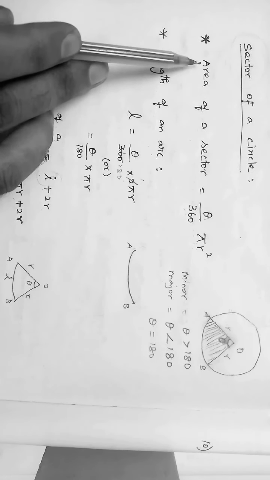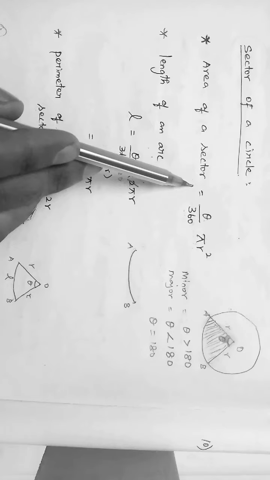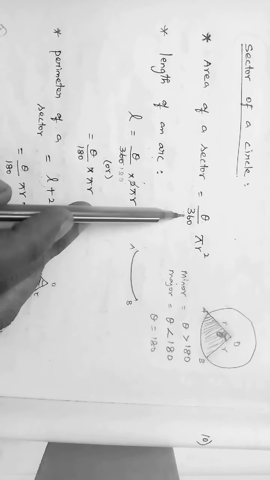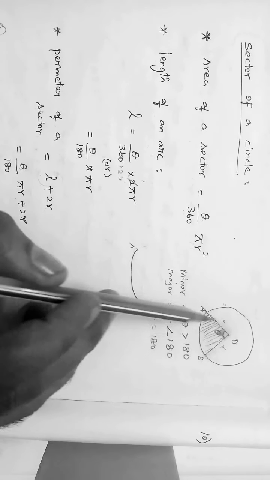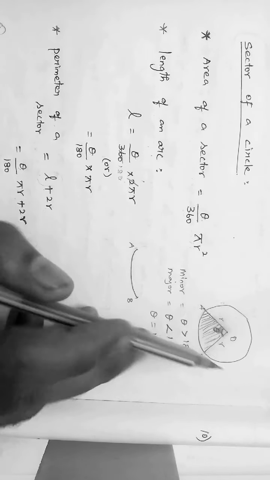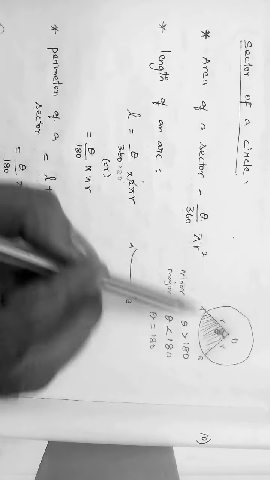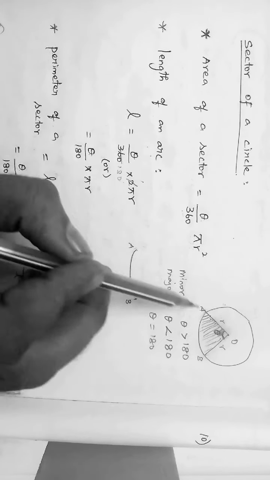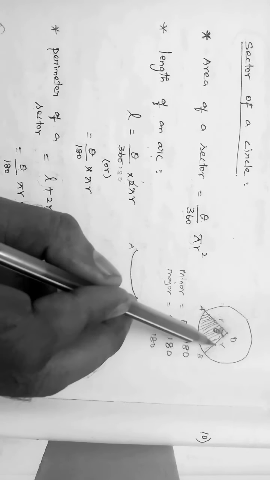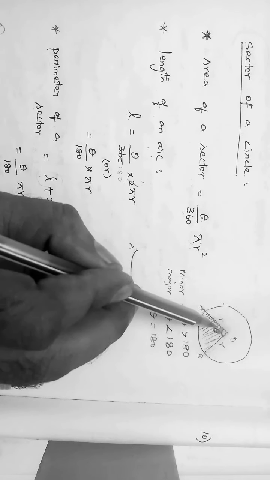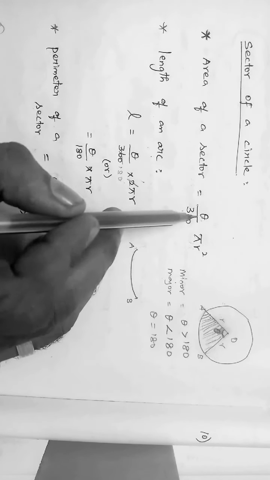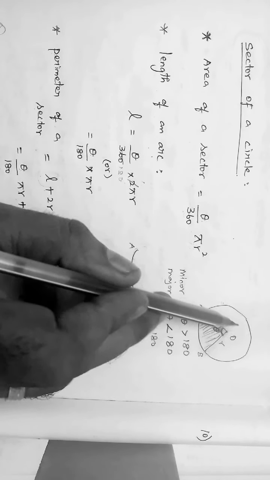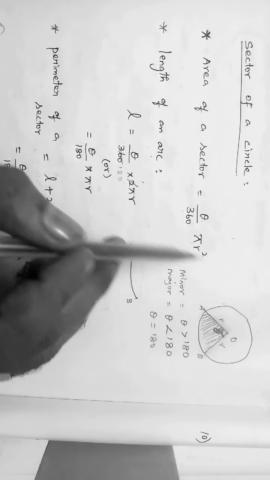What is the formula? Area of a sector is equal to theta by 360 into pi r square. We know clearly about that formula. The pi r square is nothing but area of a circle. Now we are going to find a part of a circle, how much part depending upon the angle. That is nothing but theta, so theta divided by 360. 360 is nothing but the complete angle of a circle.